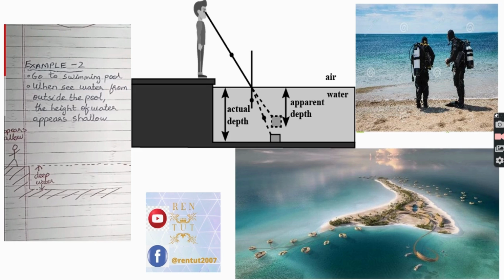Now we will be taking a second example wherein a person has gone in front of a swimming pool and he is seeing the level of water from outside. The height of the water appears to him as shallow, but it is actually 10 feet deep. It looks as if it is shallow from outside. Actual depth is 10 feet. For him, he is standing outside and perceiving that this is not 10 feet.